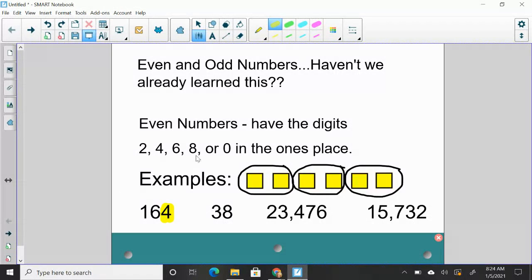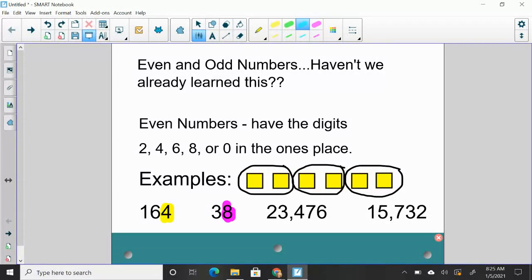So your digits, you only have 10 digits in the number system: 1, 2, 3, 4, 5, 6, 7, 8, 9, and 0. So if your digits are 2, 4, 6, 8, or 0, and those digits are in the ones place, then you know right now that your number is even. If you look at 38, I have a 3 in the tens place. 3 is odd, and 8 is even. 8 is in the ones place, so 38 is even.